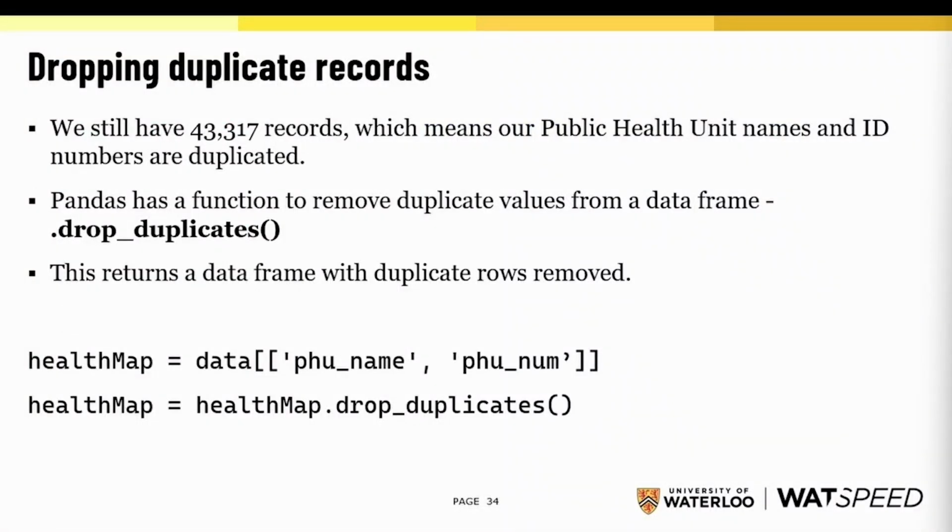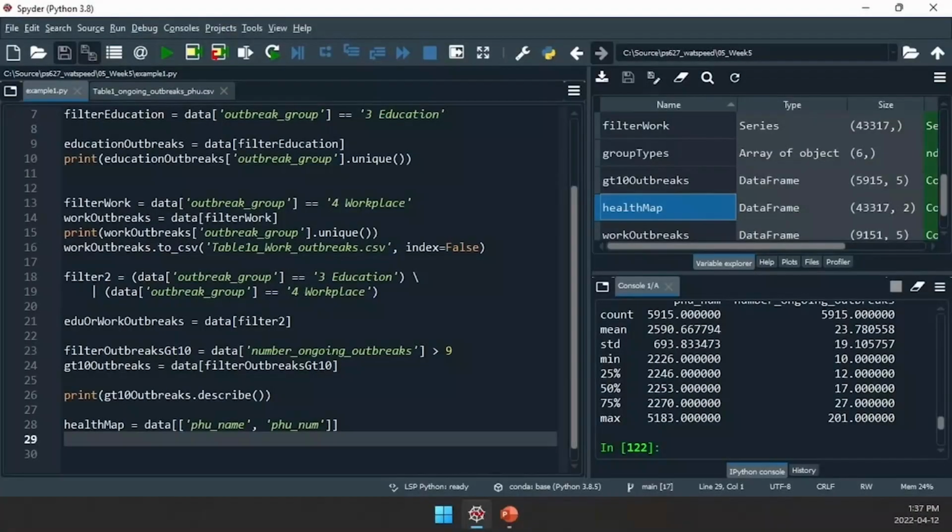Well, it turns out Pandas has a built-in function which allows us to remove duplicate values from a data frame, and that function is called drop duplicates. This will return a data frame with only unique sets of rows. So what we'll do is first filter our data frame, and then we will drop the duplicates. Let's see how this works.